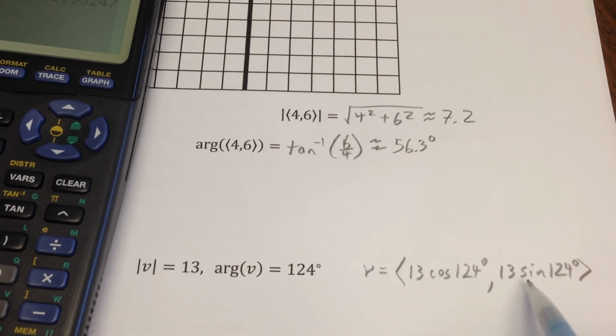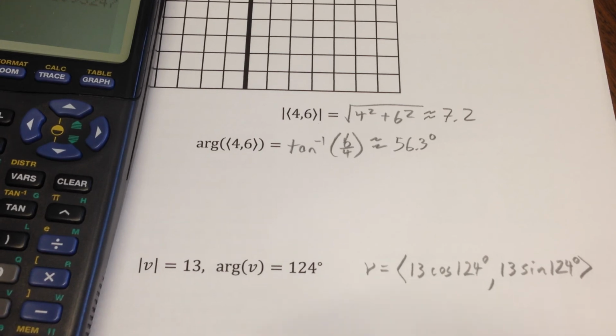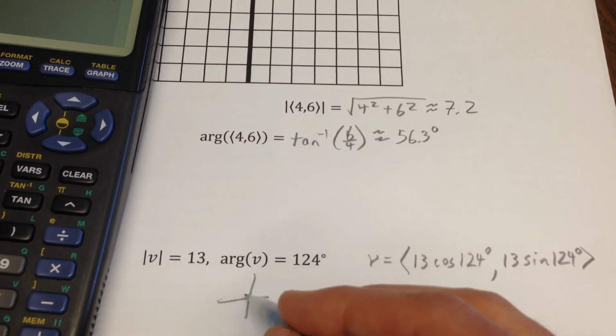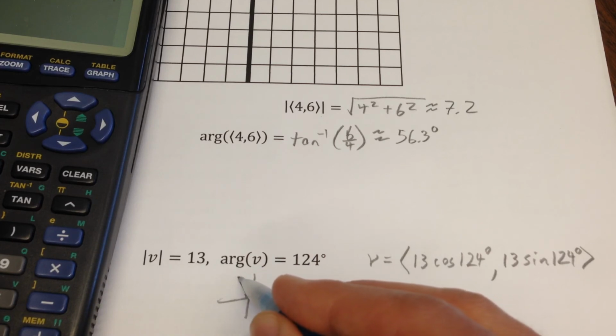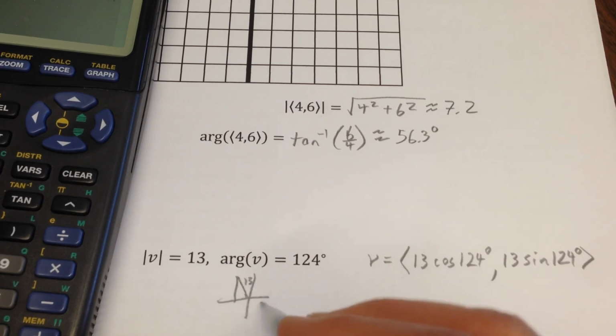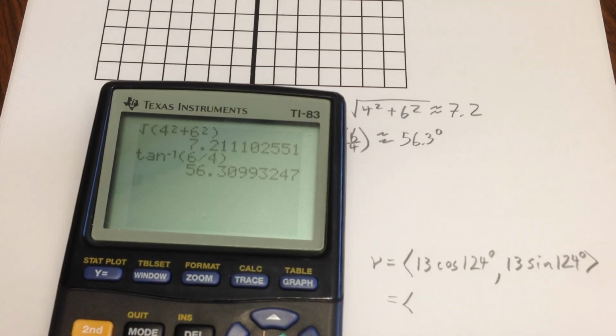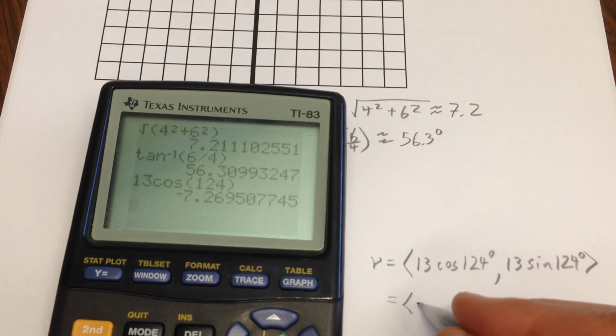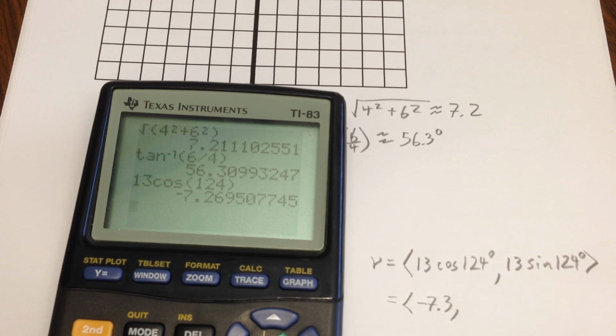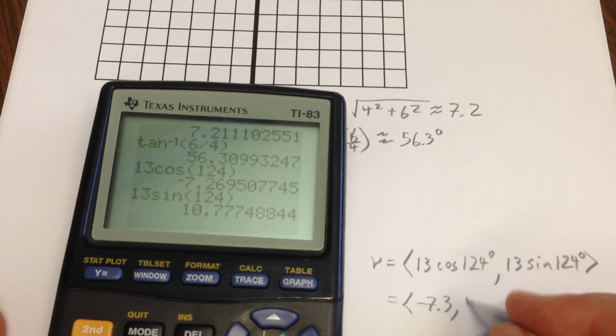Okay, and notice the nice thing about using sine and cosine themselves instead of their inverses is that there's no limit, there's no assumption about which quadrant I'm in. So 124, of course, is in that second quadrant, but all is well. I'm going to get a negative number for x, a positive number for y, and all will be hunky-dory. Let's see how that works. So 13 cosine 124 gives me negative 7.3, just like I was expecting to get a negative. Then 13 sine of 124 gives me a positive 10.8. And there we go.